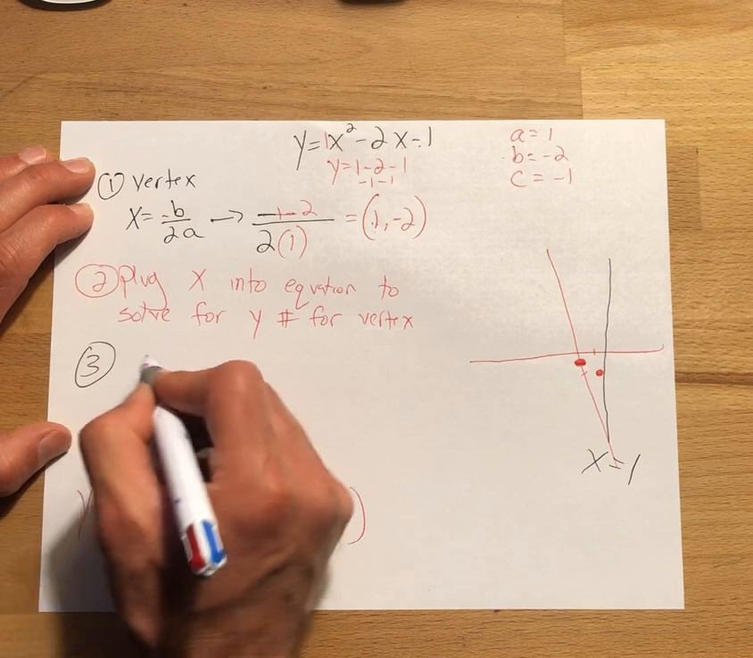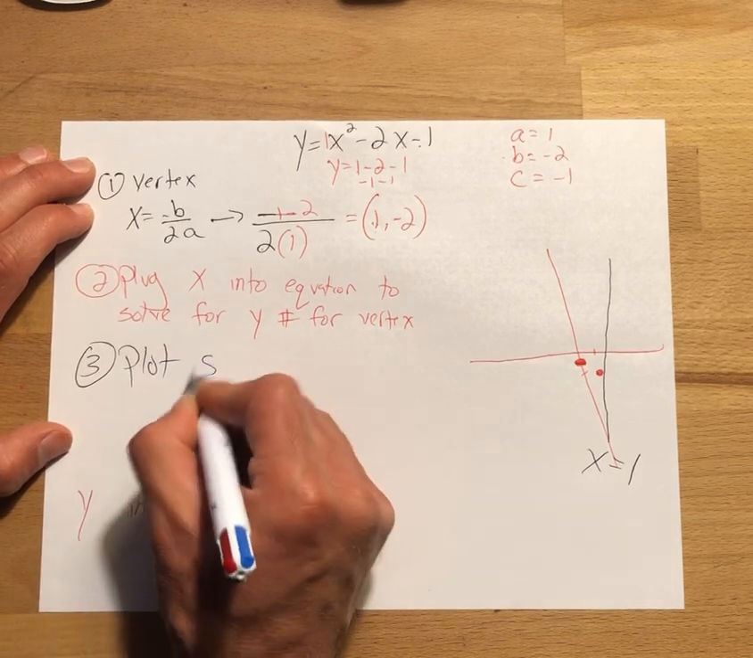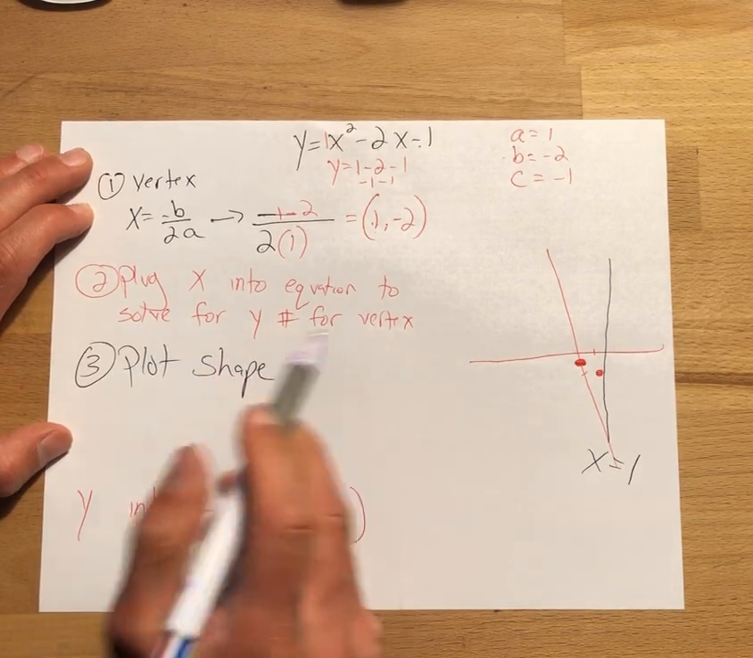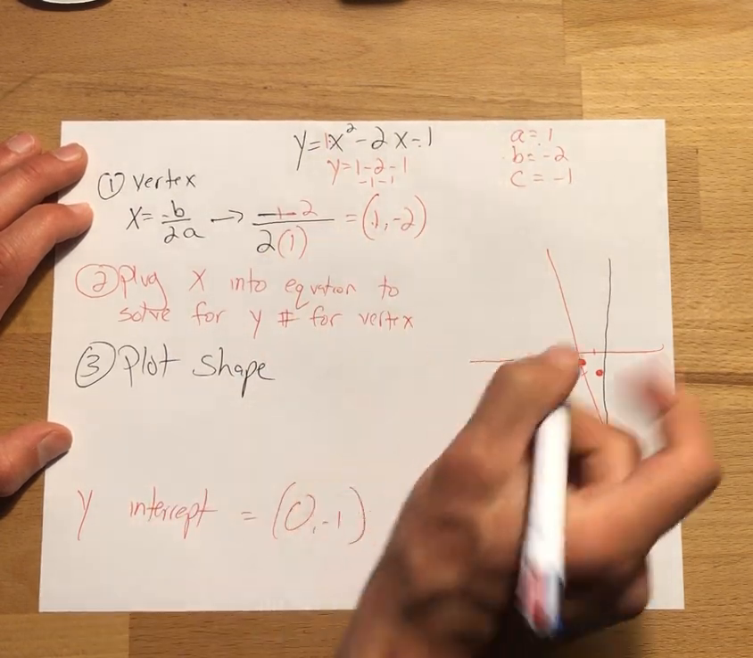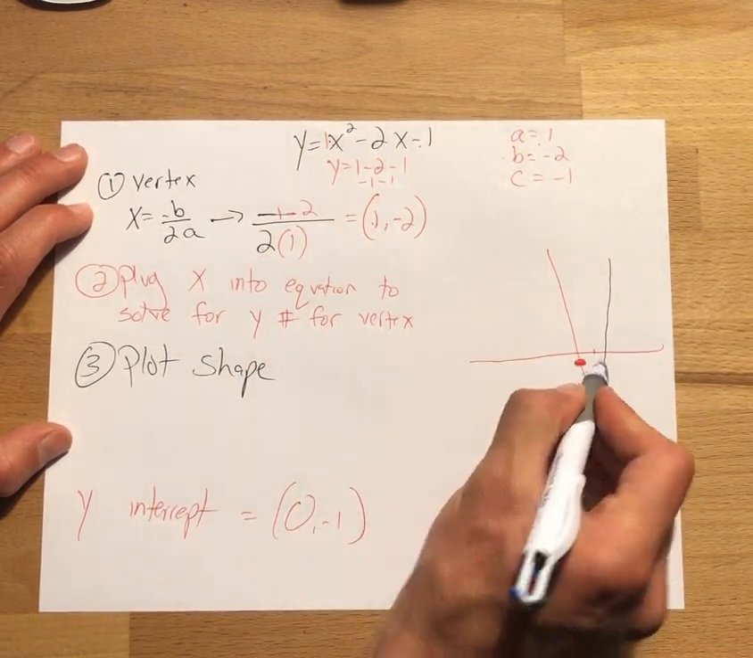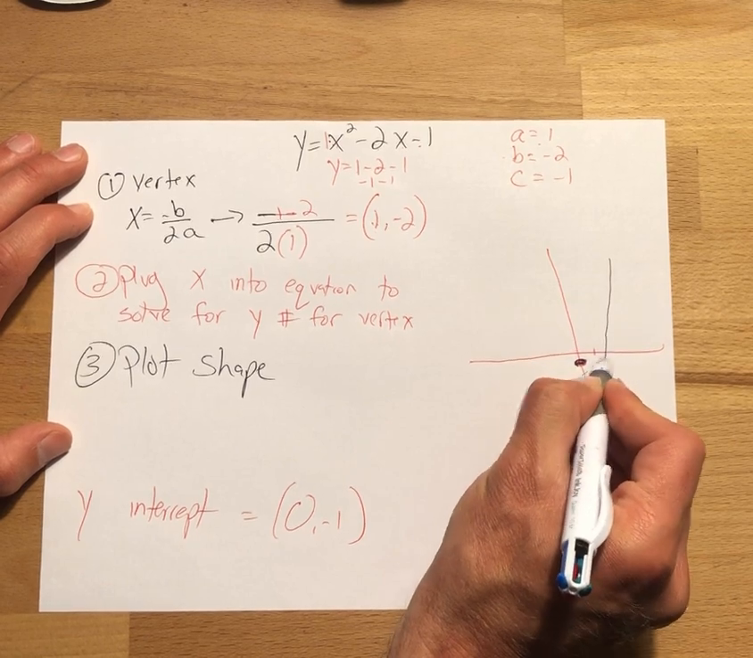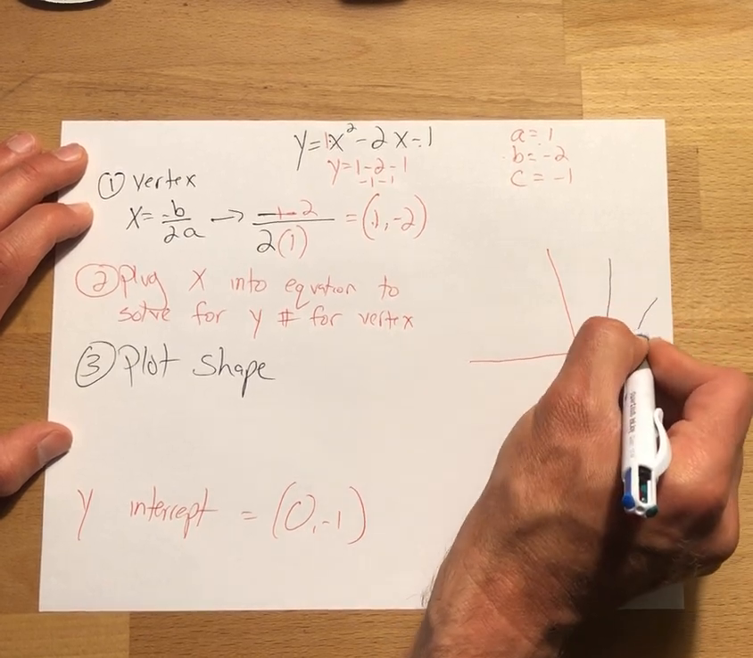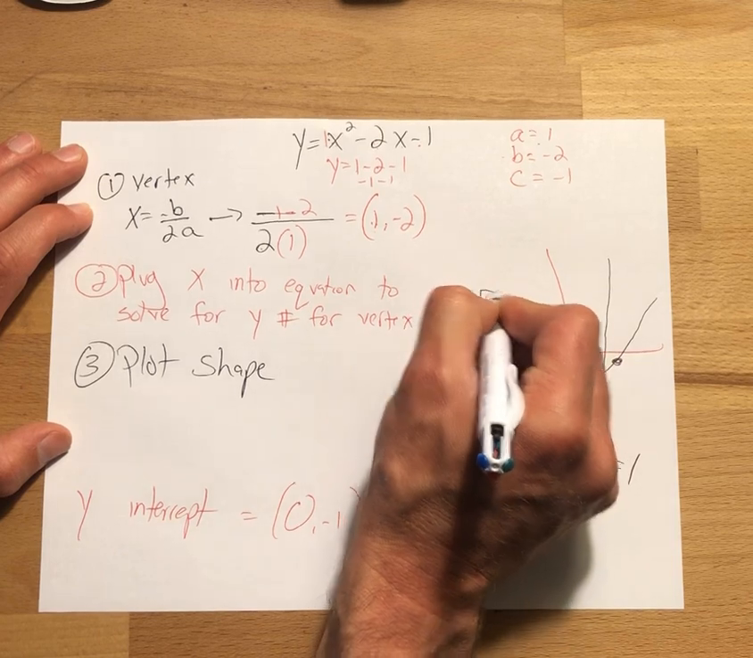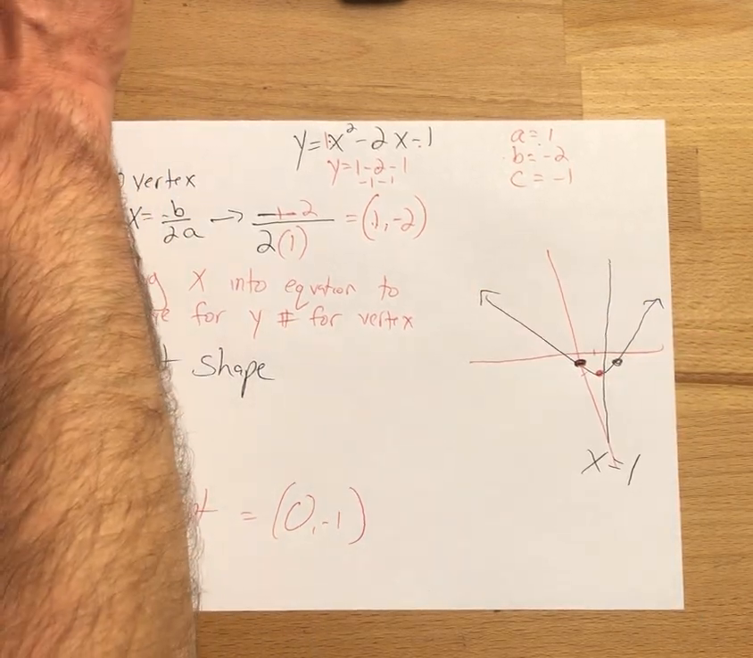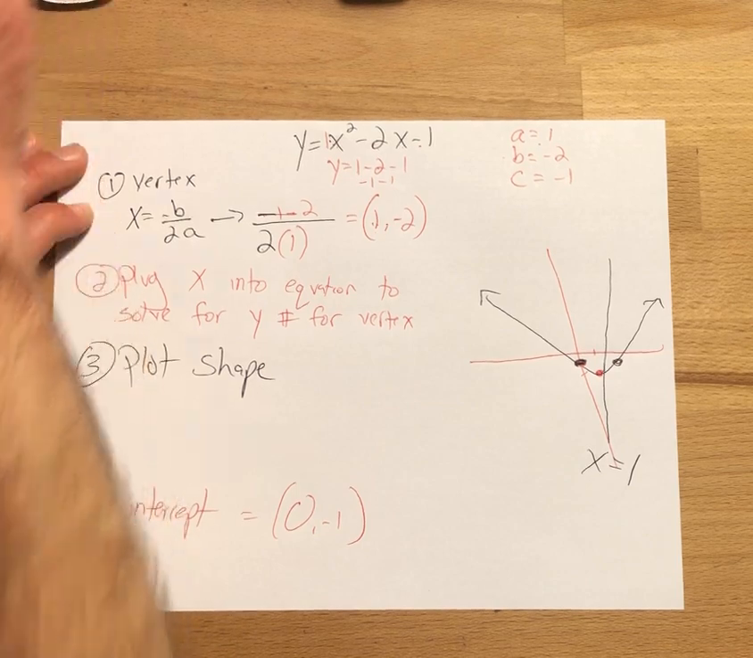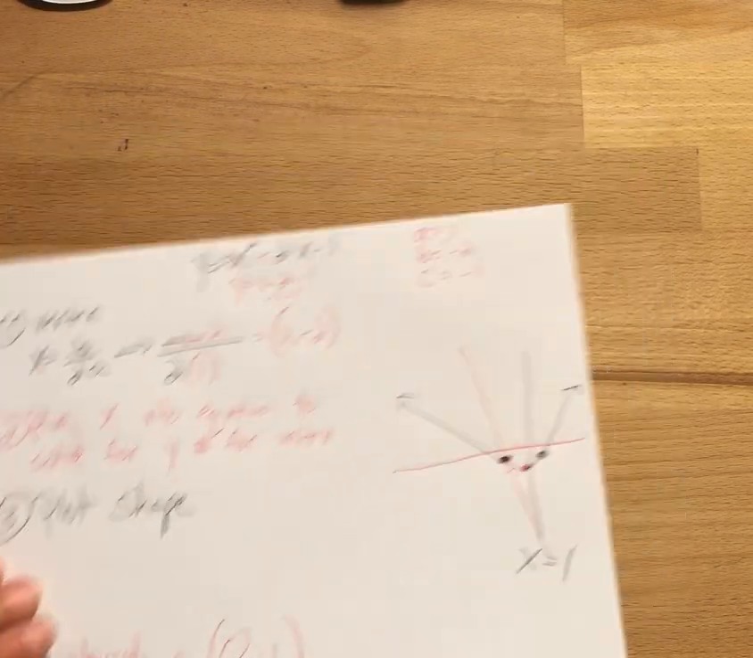And then I'm going to plot my initial shape. In this equation, my initial shape is your a. So I'm going to go up 1 from my vertex, over 1 on the right, up 1 over 1 on the left. And there's your quadratic. All right. Let's do the next one.